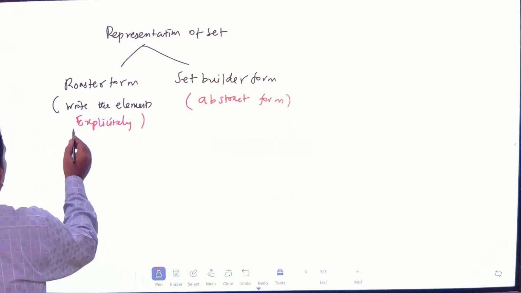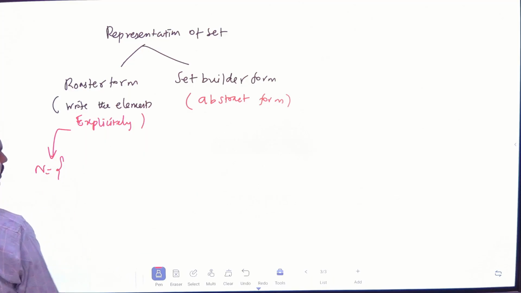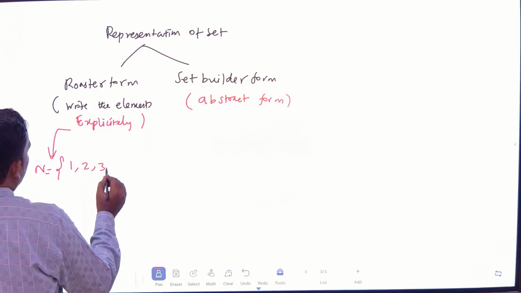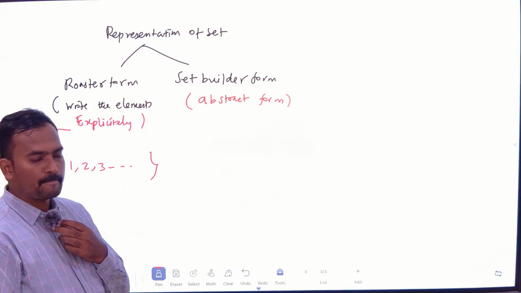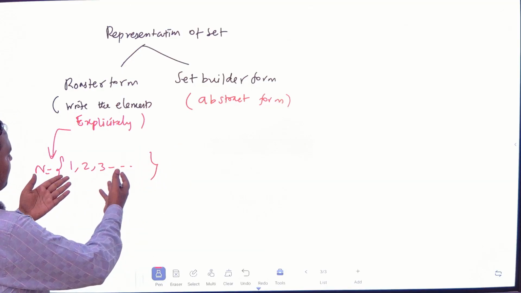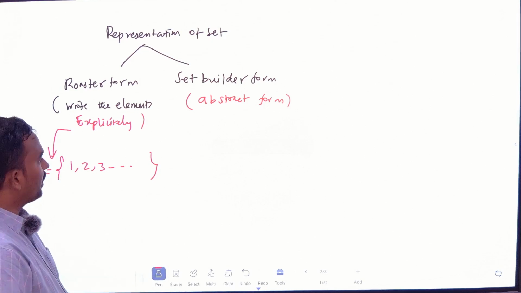For example, let us take the set of all natural numbers. The name of the set here is N. The natural numbers start from 1, 2, 3. Okay, so this is natural numbers. Clear? You can see it is separated by commas. You can see all the elements exactly, right?